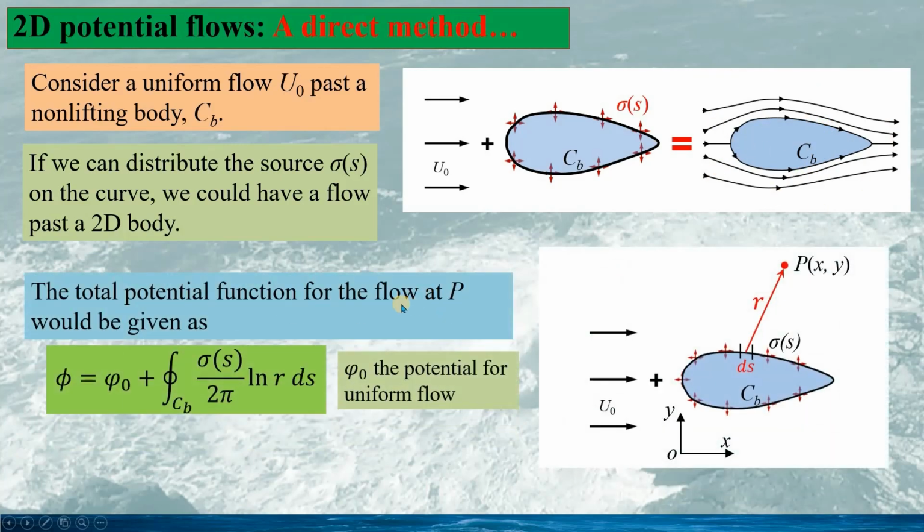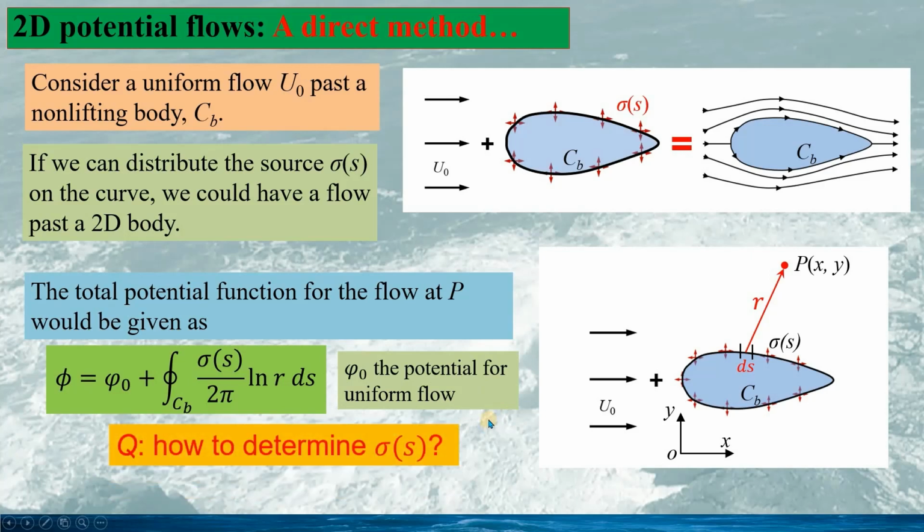The total potential function for the flow at P in the fluid will be given as phi equaling phi 0 plus the closed loop integration on CB given as this. Here, phi 0 is the potential for the uniform flow. Then we have a question of how we can determine the strength of the source distributed on the structure.